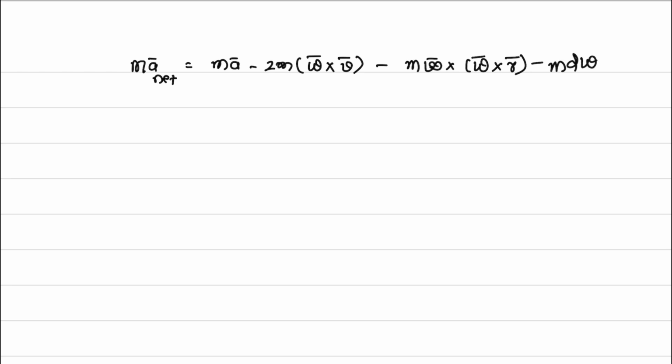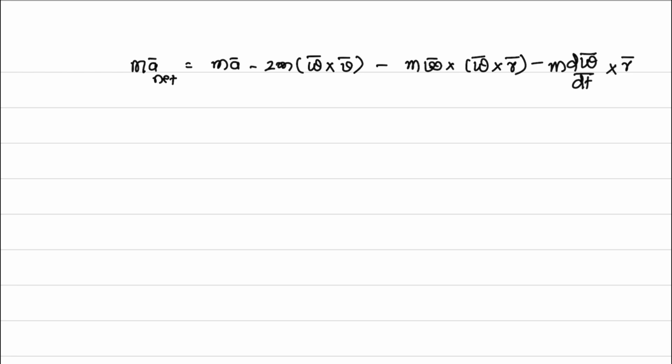m a bar net is equal to m a bar minus 2m omega cross v minus m omega cross omega cross r minus m into d omega by dt cross r. You only remember this equation, that is sufficient for you. It is not required to derive this equation. If a derivation is wanted, then please give a comment in the comment section. Please ask me, then I will provide it at the end of completion of the syllabus. It is not required.